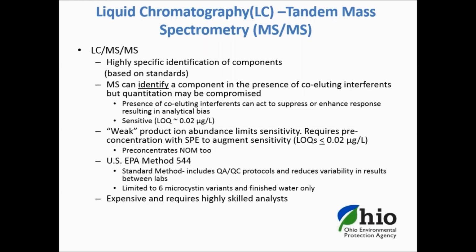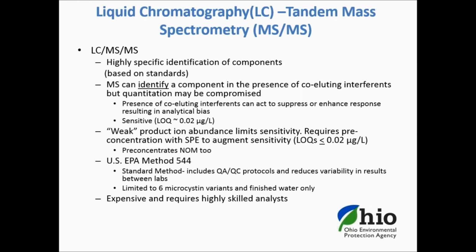Microcystins also have what is termed a weak product ion abundance, so a pre-concentration step is typically necessary, and pre-concentration with microcystins can be tricky since some are hydrophobic and some are hydrophilic, and optimizing your SPE for one variant could potentially reduce recovery of another. Solid phase extraction also pre-concentrates NOM, which can act as an interferent.